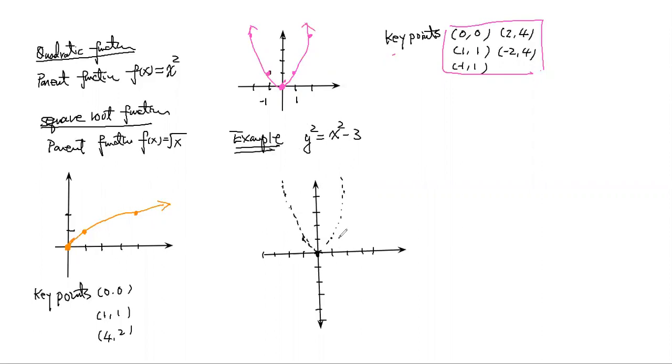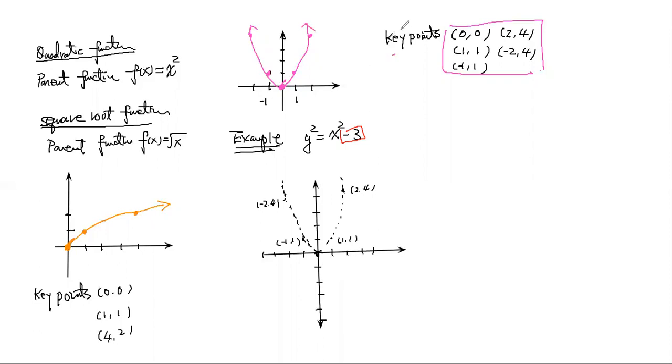Okay, so this one is 1, 1. This is negative 1, 1, right? This is 0, 0. This point here is 2, 4. And this one here is negative 2, 4. Okay, now look here. This is minus 3. That means I'm going to shift down 3 units here.